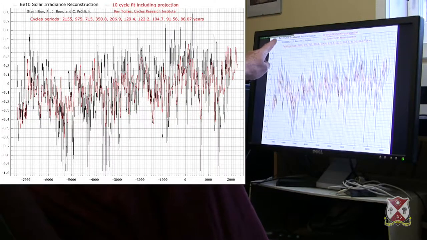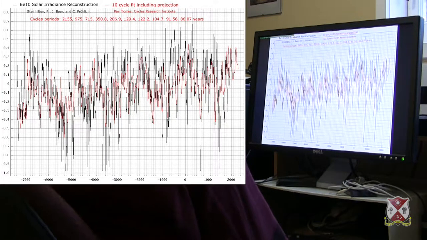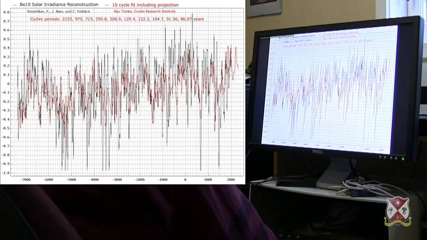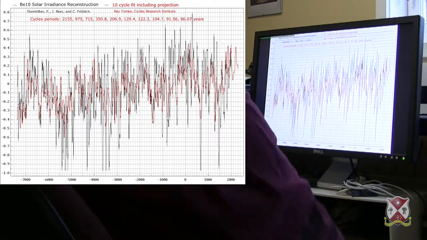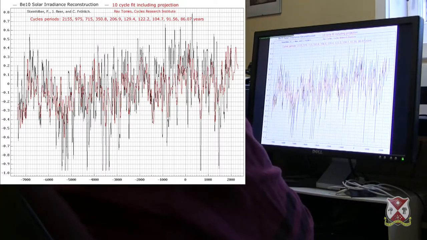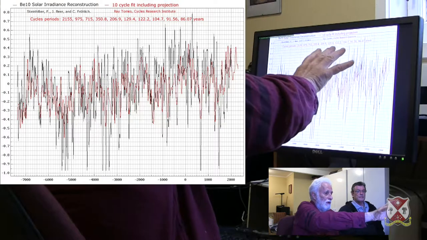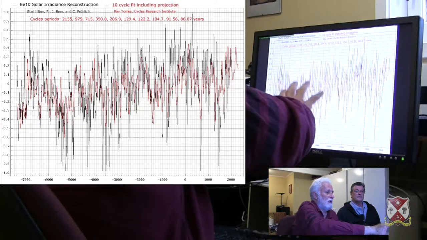Cycles in general. And in particular, what we've got here, there are a couple of different proxies that are used for solar cycles. This one is beryllium-10, Be-10, solar irradiance reconstruction. Beryllium-10 is considered to be a proxy for solar output. The line in black is the measurements of the solar output from 7,300 or 7,400 BC through to more or less the present, to about 2000. And then what's been done here is the 10 long cycles that are most significant, ranging from 86 years to 2,155 years, have been fitted to it.